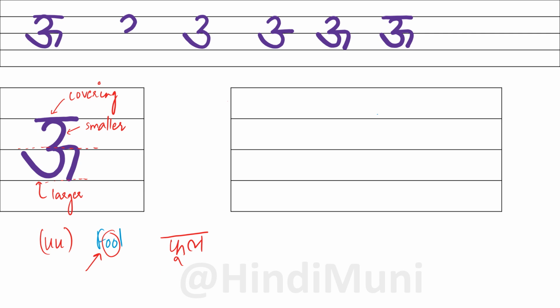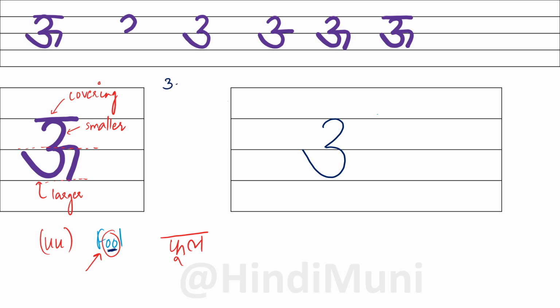So we have oo. If you say the word fool, the oo sound that you make is the bada oo. Just extend it a little, fool, and then you make oo. And the way to write it is you make a smaller semicircle, then you make a larger semicircle. So this part is pretty much like the previous u that we learned.